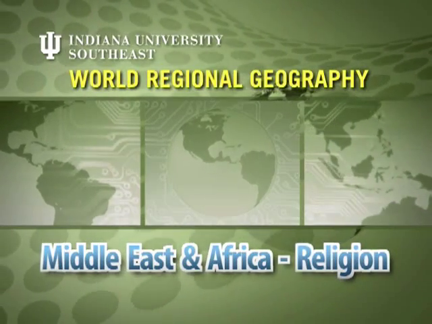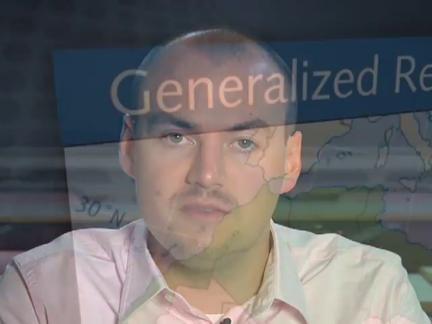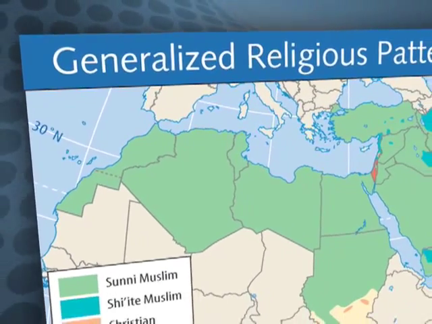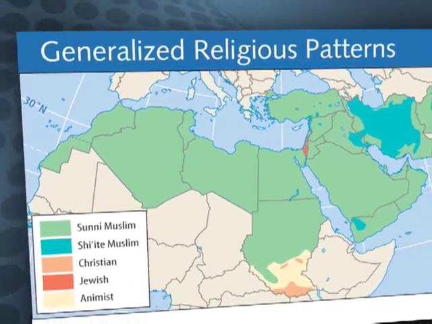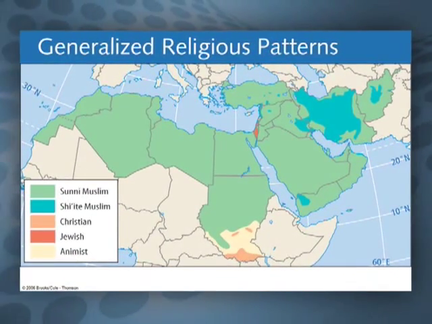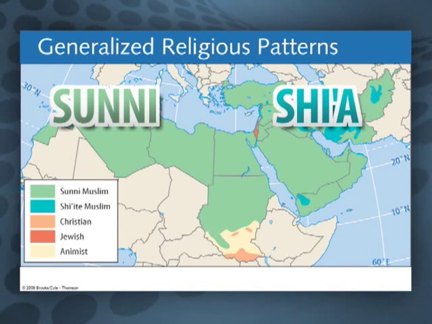Just as language is important to the culture of a region, a society's faith is a cultural phenomenon. It is important to understand both the distribution and characteristics of the major religions in the Middle East and Africa. As indicated on the map, Islam is the primary faith of the Middle East. However, there are two divisions or denominations of Islam, Sunni and Shiite, sometimes referred to as Shia.